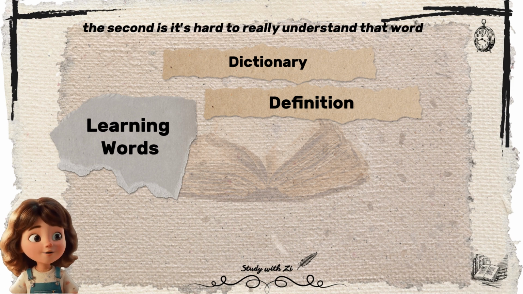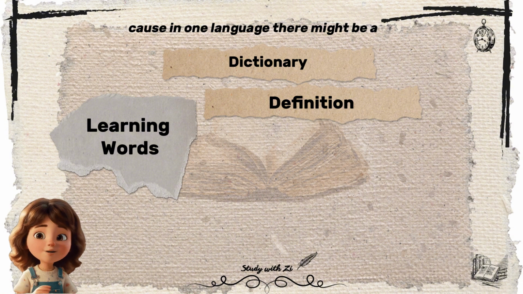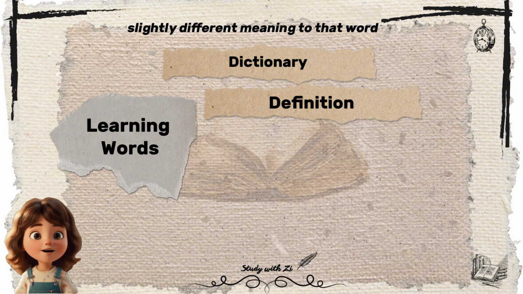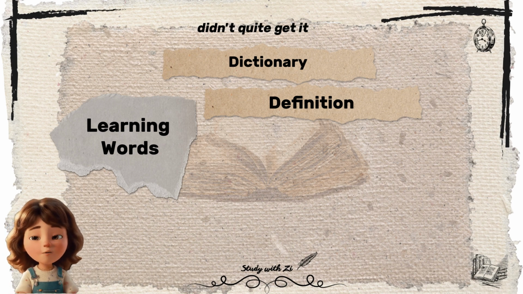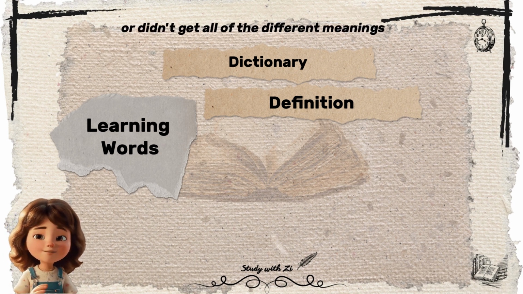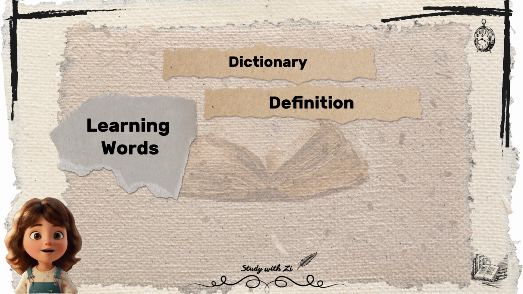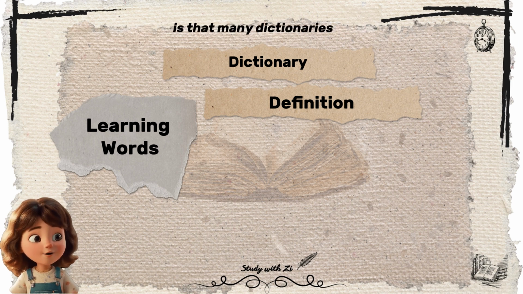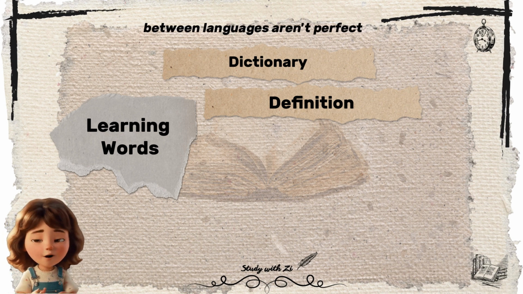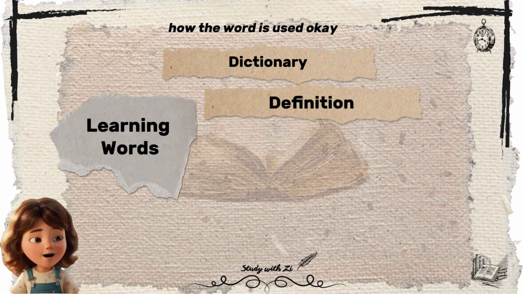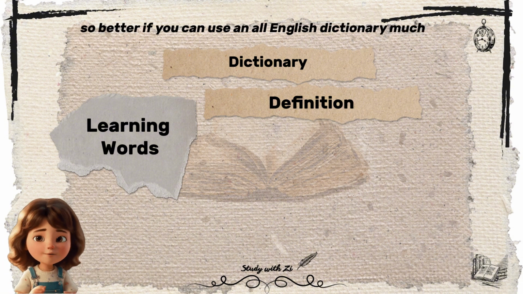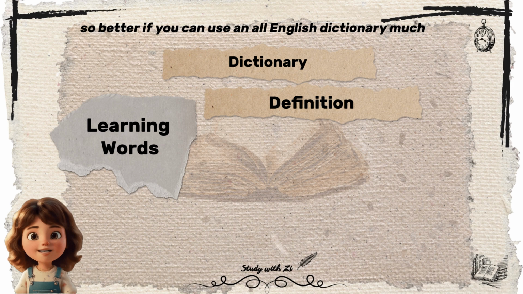So, the first thing is, it can slow you down doing it that way. Okay? The second is, it's hard to really understand that word. Because in one language, there might be a slightly different meaning to that word. Maybe the dictionary in your language didn't quite get it, or didn't get all of the different meanings. That's one of the biggest problems, is that many dictionaries between languages aren't perfect. And they don't show you the feeling of the word, how the word is used. Okay? So, better if you can use an all-English dictionary.